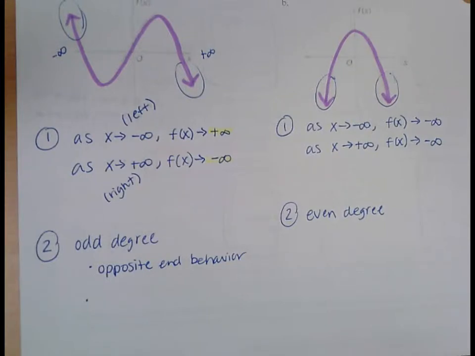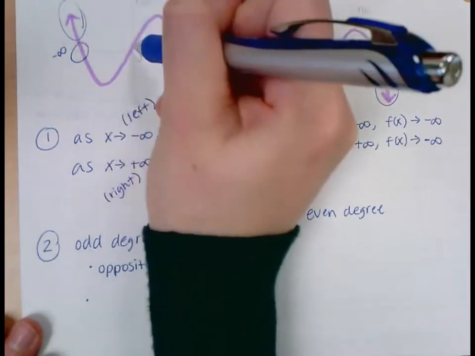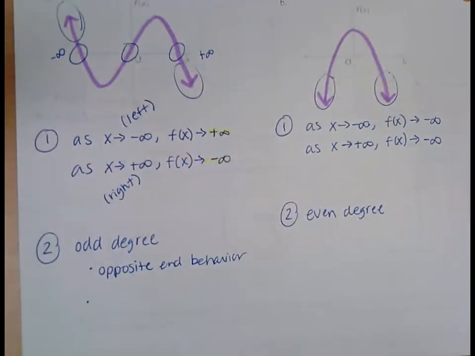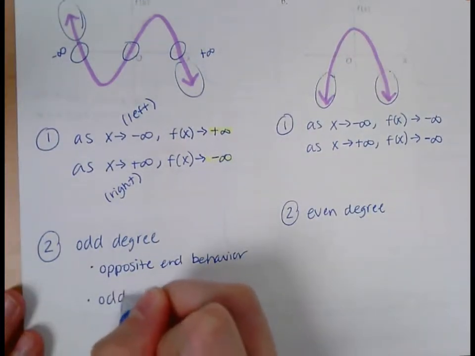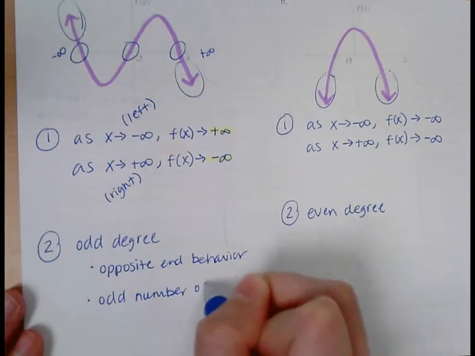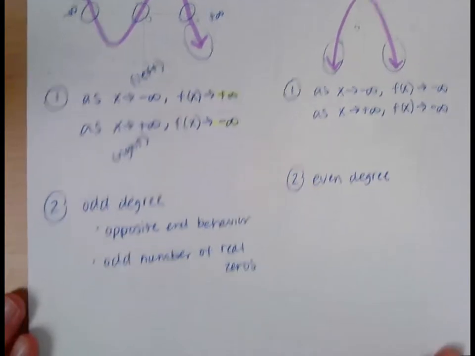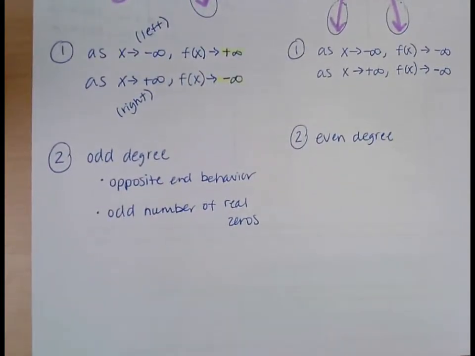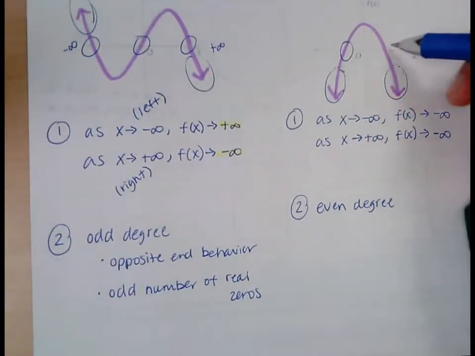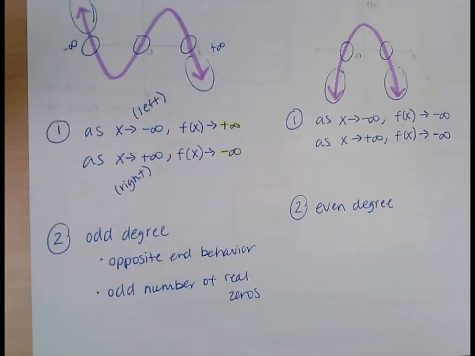An odd degree will have an odd number of zeros. This has an odd number of zeros. So I'll say odd number of real zeros. So for the even degree, there's 2 real zeros. So that could be used as a reason as well. So just 2 things on a graph that tell you, it doesn't necessarily tell you what the degree is, but tells you if it's even or odd.